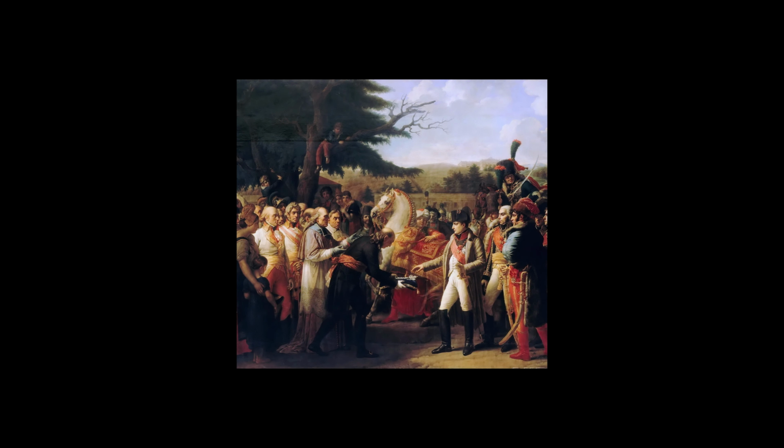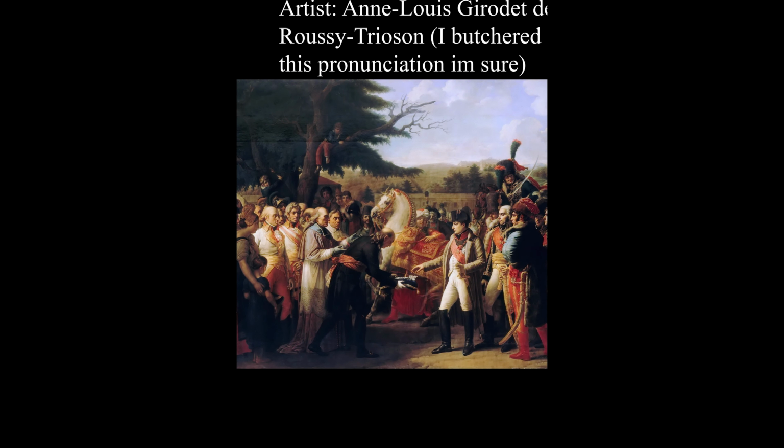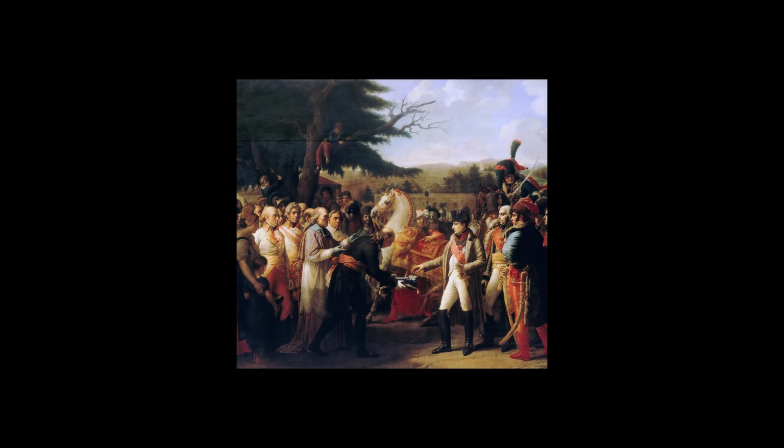Napoleon receiving the keys of Vienna by Anne-Louise Godot de Rosy-Troison. Here we see Napoleon after yet another victory against Austria, a common theme we will see a lot in this video essay. Here we see Napoleon's white horse that we see in almost every painting with him. Honestly, I wish he had a name.